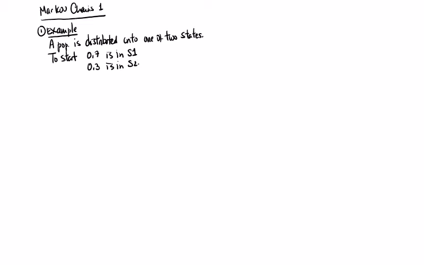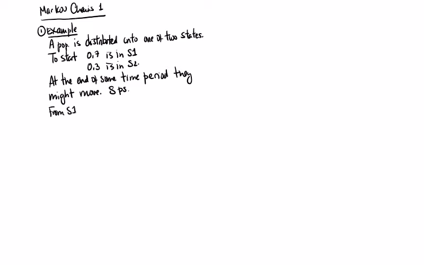So suppose they sit in their respective states until some time period ends. So at the end of some time period, doesn't really matter, like a day, an hour, they might move, right? They might change states. So suppose the following happens. From state 1, we'll say 90% of them stay. So 0.9 remain in S1 and 0.1, 10%, go to S2.